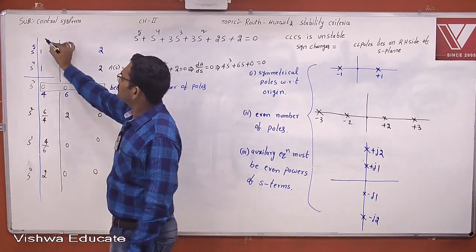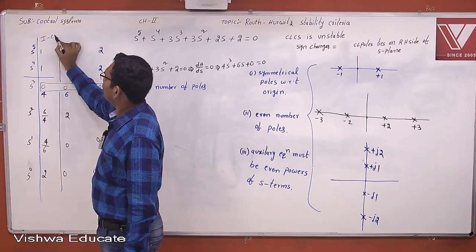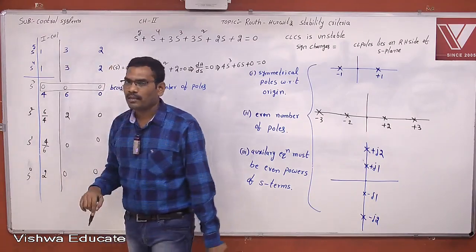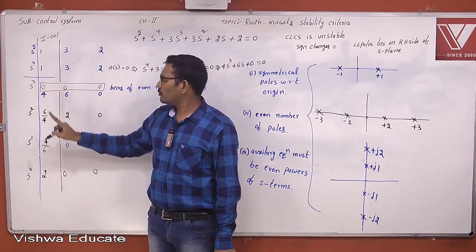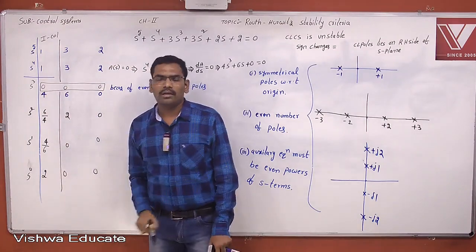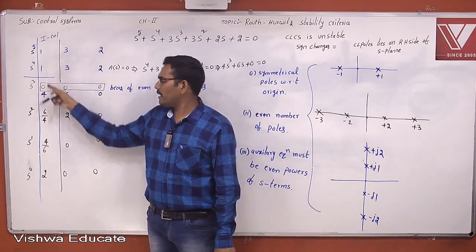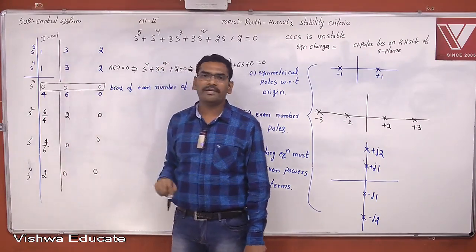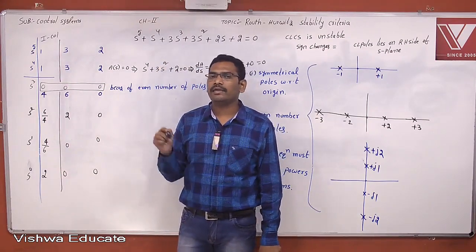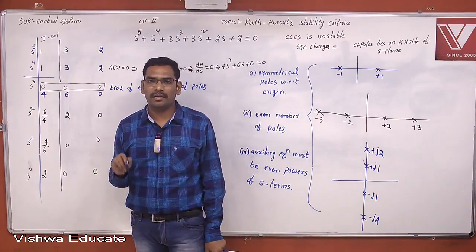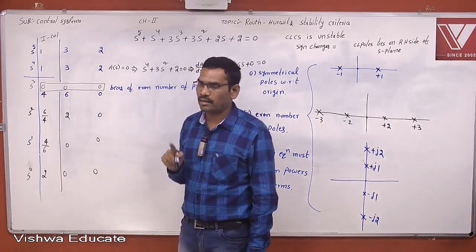Then most of the students have a wrong analysis here also. Positive, positive, positive, positive, positive, positive. All the quotients in the first column have the same sign. Now, all the quotients in the first column have the same sign, and you treat the closed loop control system as stable. Wrong analysis, wrong answer, wrong approach.